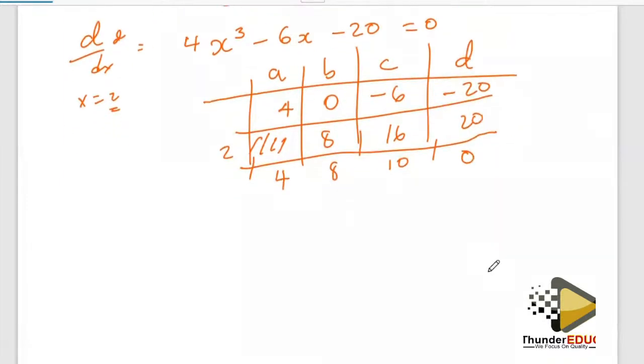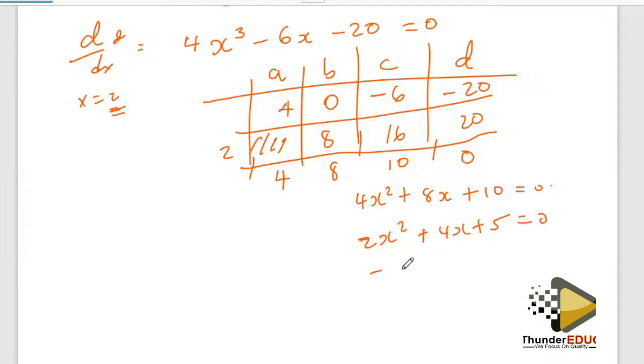So which means my resultant quadratic is gonna be 4x squared plus 8x plus 10 is equal to 0. Okay, so I have my first root as this. Let me see if I substitute here and I try to get the quadratic formula. Let me first divide by 2. 2x squared plus 4x plus 5 is equal to 0. So negative b plus minus, say b squared minus 4ac over 2a.